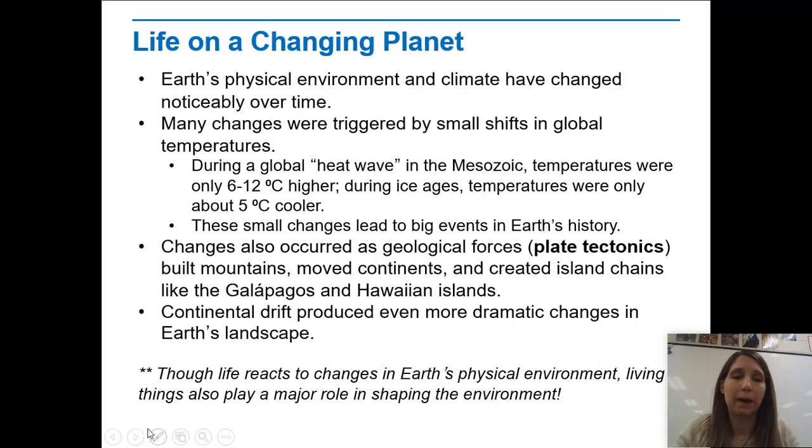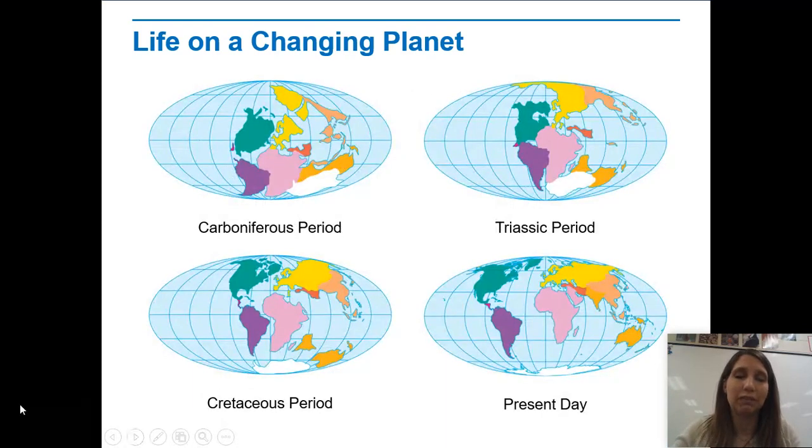The other piece you want to keep in mind, my little disclaimer here at the bottom, is that not only do we react to changes in Earth's physical environments like mountain building and volcanic eruptions and changes in climate and weather patterns, we also shape our environments, right? Humans especially have a unique role in shaping our environment.